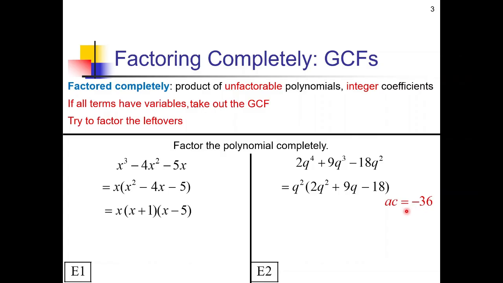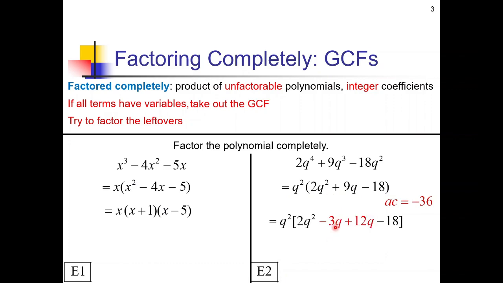So let me go through my checklist here. We've got 1 and 36, that won't work. 2 and 18 doesn't work. Next up, how about 3 and 12? If I have negative 3 and positive 12, that would add up to positive 9. So that's how I'm going to split this up.